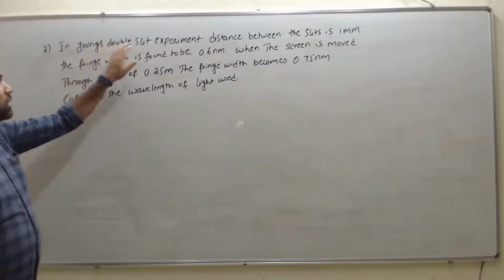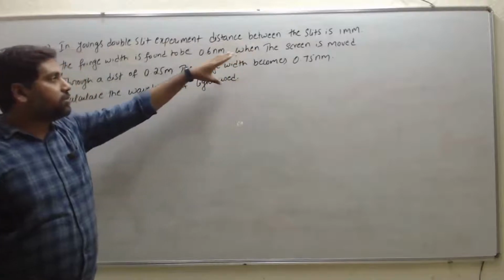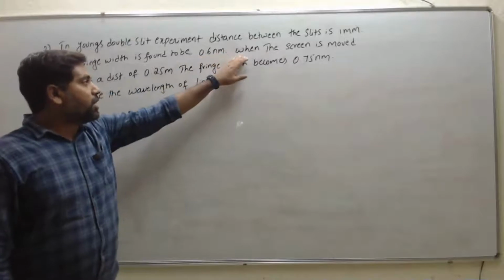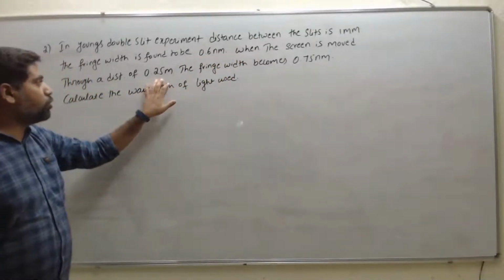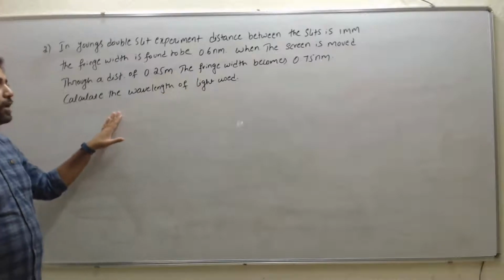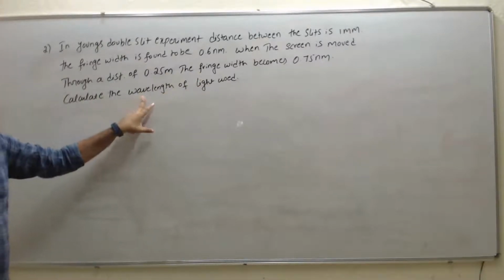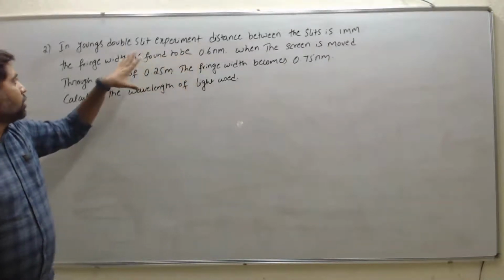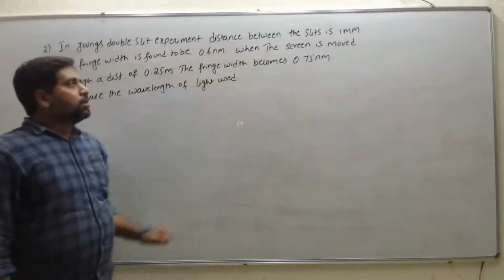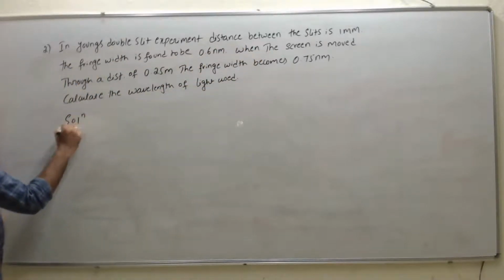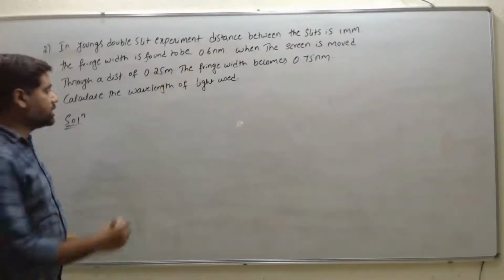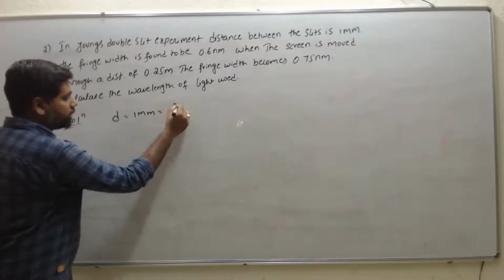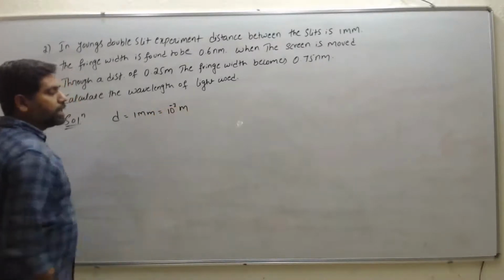Right? So here in the Young's double slit experiment, the distance between the slits is 1 millimeter. The fringe width is found to be 0.6 nanometer. When the screen is moved through a distance of 0.25 meter, the fringe width becomes 0.75 nanometer. Calculate the wavelength of the light used. So here they gave two conditions. In the first condition, they gave the distance between the slits, small d is equal to 1 millimeter, that is 1 into 10 to the power of minus 3 meter.